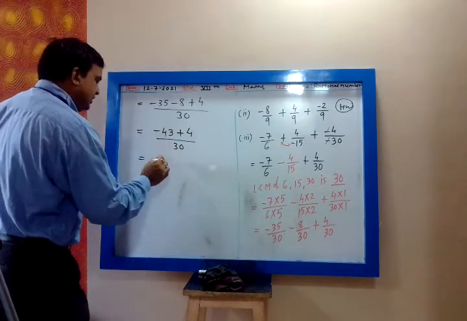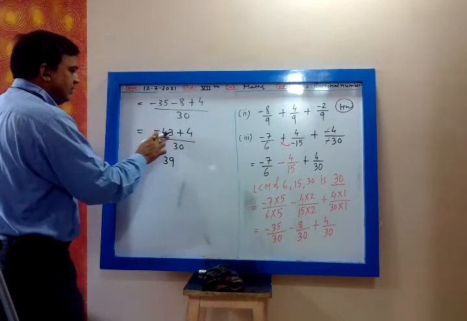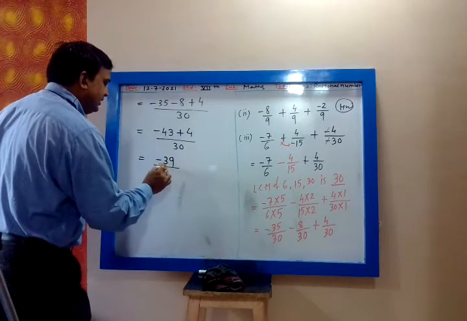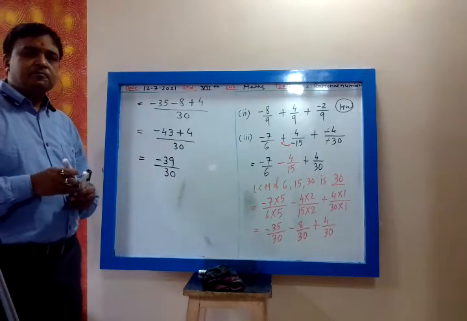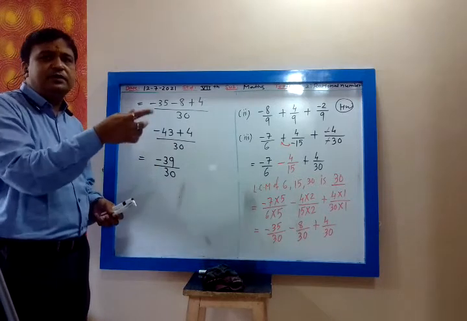43 minus 4 is 39. Now which number is bigger? 43. What is the sign of that? Minus. So minus 39 upon 30. But see whether this minus 39 upon 30 is in the lowest term.